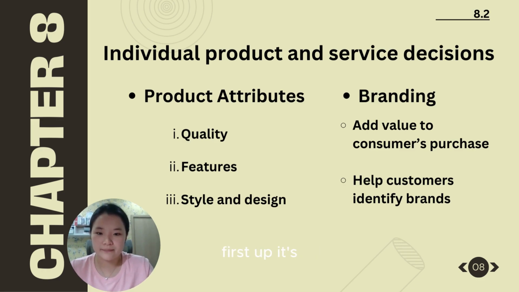First up, product attributes. This includes quality, as it is one of the major positioning tools for marketers. Then features, style, and design. We can change those by conducting a survey or observing the customer to see whether the products are suitable.